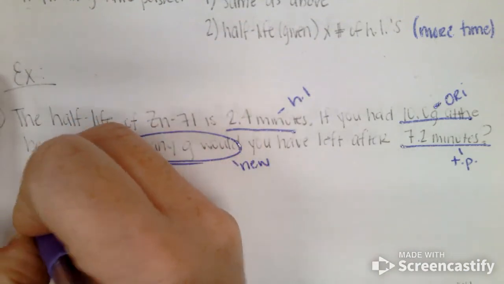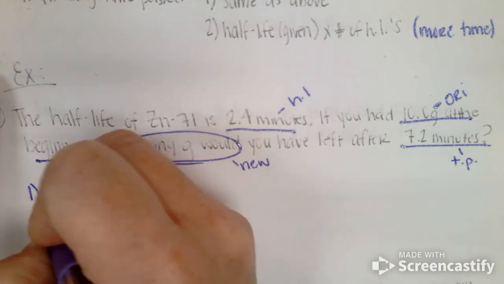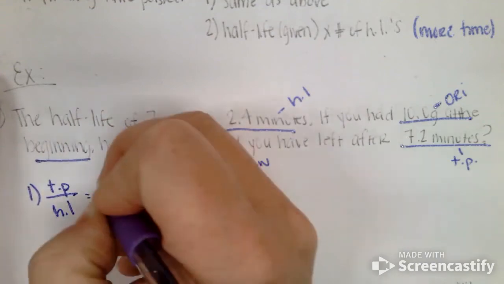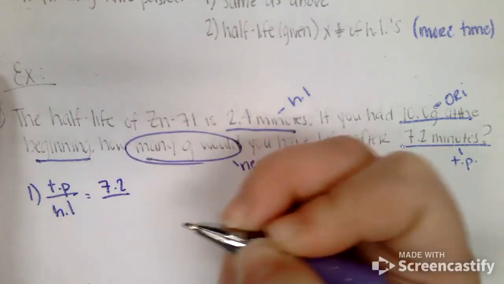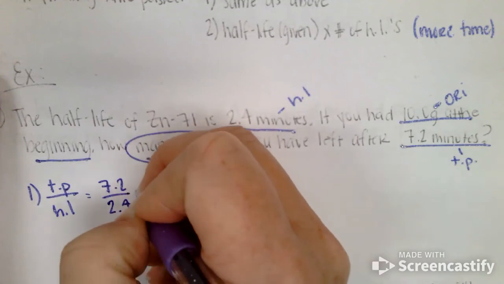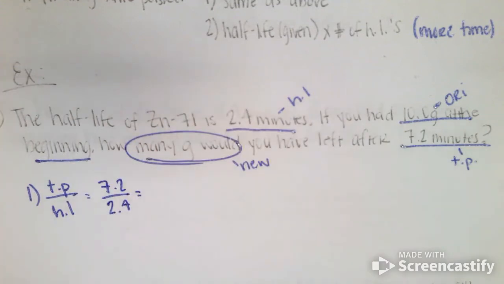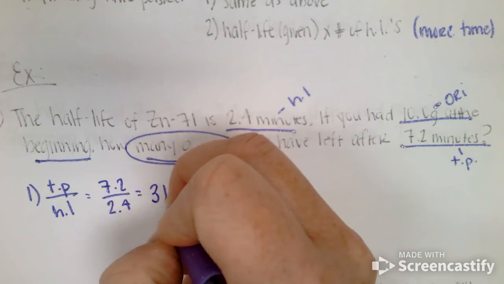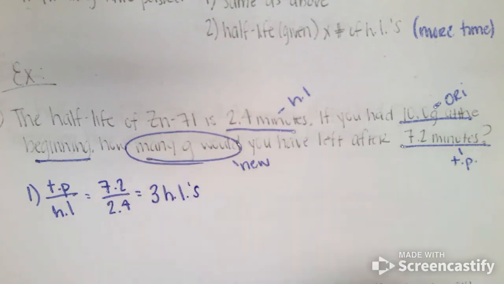So step 1, we're going to do time passed divided by your half-life. So we're going to do 7.2 divided by 2.4. And on your calculator, that should come out to 3. So we went through 3 half-lives to get from 2.4 to 7.2.